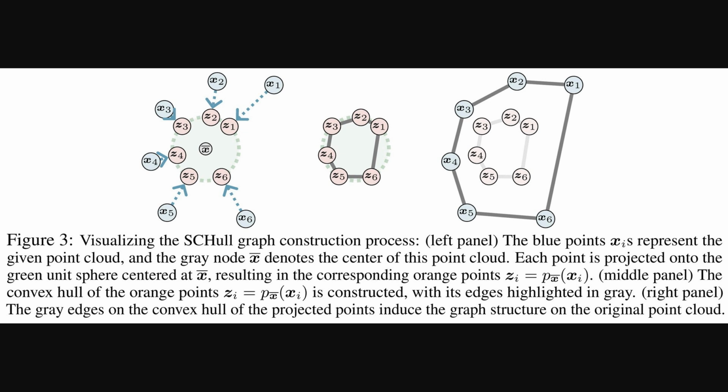Okay, so to see how Spherical Convex Hull actually achieves these properties, this next figure really walks us through the construction process. On the left, we see the original atoms, the blue points, which form what's called a point cloud, basically a set of 3D coordinates. These atom points are then projected onto a sphere around the molecule's center, becoming the orange points shown. Then, the middle panel illustrates the creation of a convex hull for these projected points. You can think of a convex hull as the tightest possible boundary enclosing a set of points. Finally, the right panel shows how the edges from this convex hull define the connections in the final graph for the original atoms. This clever projection and hull construction is what helps ensure the graph is both sparse and connected.